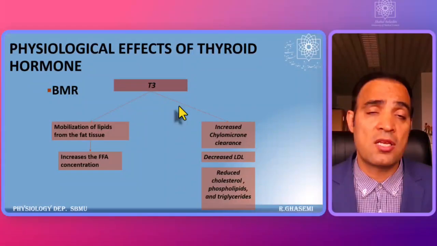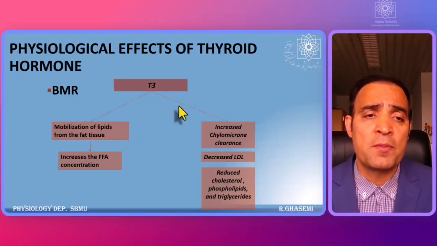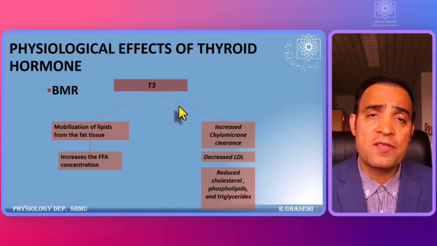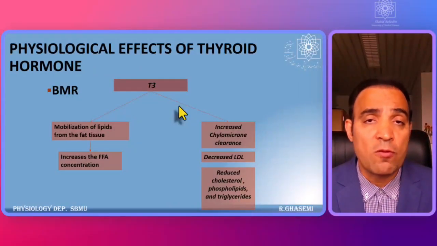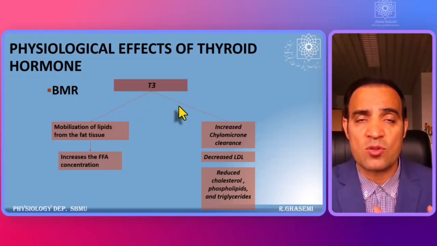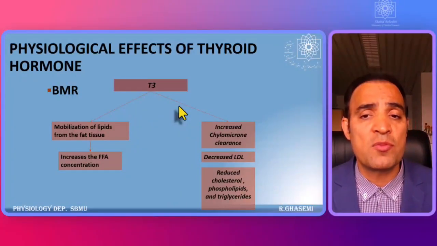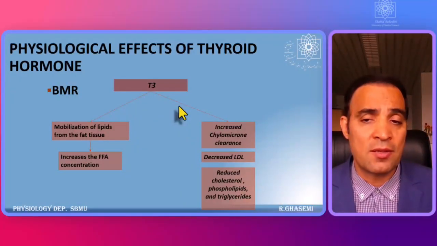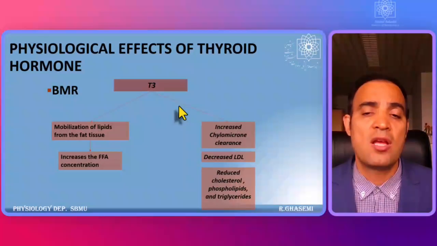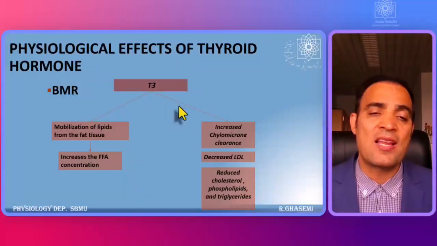In the lipid tissues, in the adipose tissue, thyroid hormone stimulates the mobilization of lipid from the fat tissue, and therefore increases free fatty acid concentration in the blood. Why? Because it is used as an energy source. On the other hand, you can see that it increased the clearance of the chylomicron, decreased LDL level in the blood, and decreased the cholesterol, phospholipid and triglyceride in the plasma because they are used as energy source.